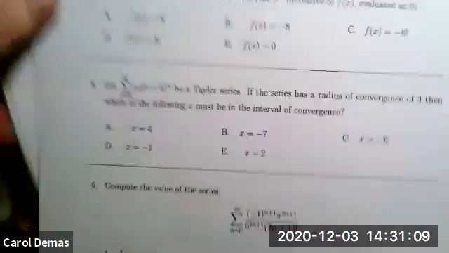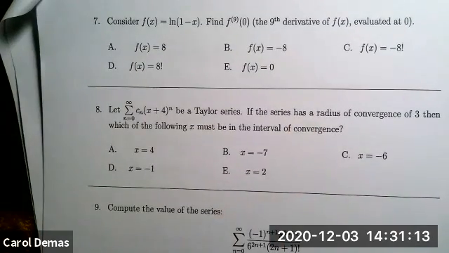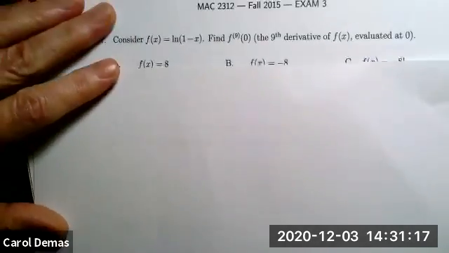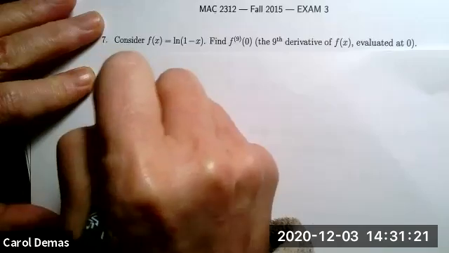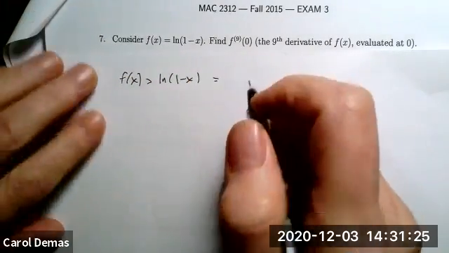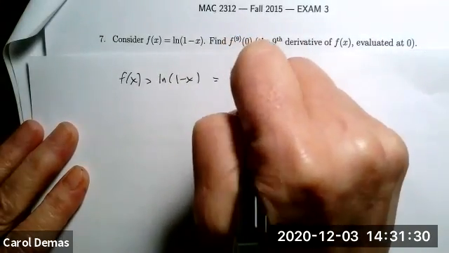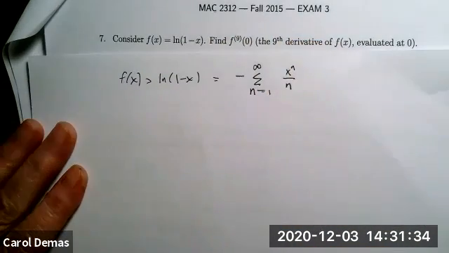Okay, are we ready for number 7 now? We want the 9th derivative, and I'm going to have to do this on a second sheet of paper. Okay, so I'm going to give you the series for the log of 1 minus x. And that's just going to be the negative sum, n equal 1 to infinity, x to the n over n.